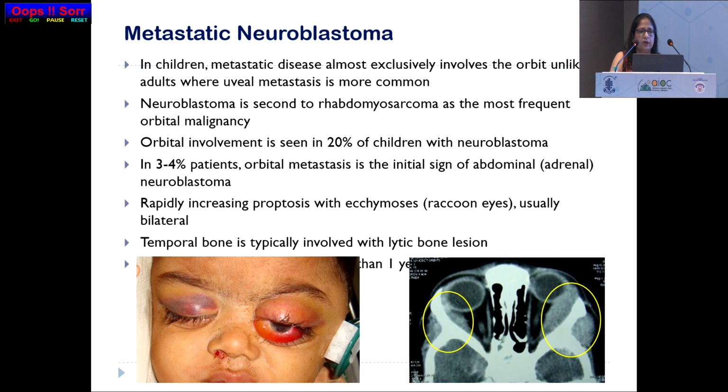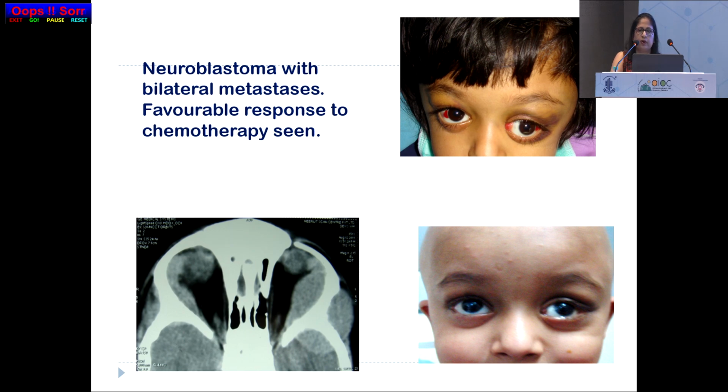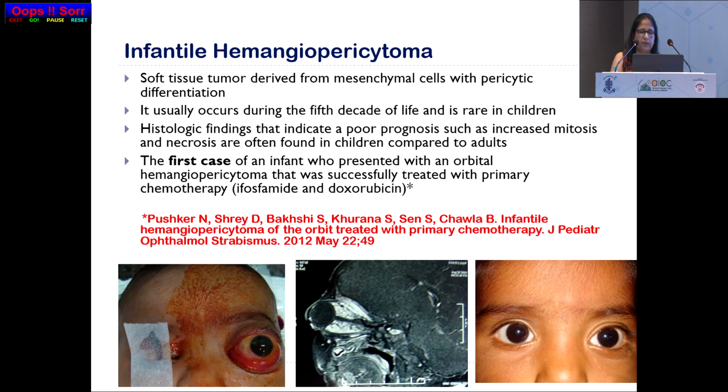Then coming to metastatic neuroblastoma, again we see these patients. Unfortunately, they present with bilateral proptosis and ecchymosis, also known as raccoon eyes. And in around 20% of patients with neuroblastoma, there is orbital involvement. And in around 3 to 4% of patients, this is the initial sign as we see over here. And typically, you will see a triradiate kind of lesion in the lateral part of the orbit, which has components in the orbit, the temporalis fossa, even the intracranial. And they respond very well to chemotherapy otherwise. And you can see the pre and post chemotherapy picture over here.